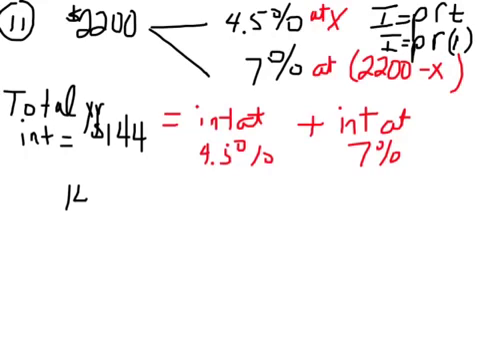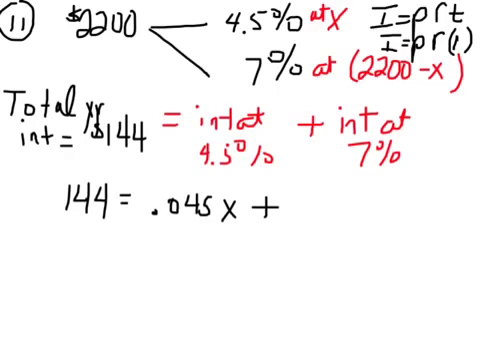So if $144 is what we earned, well, what did we earn off of 4.5%? Well, we remember we're going to change a percent to a decimal. We will bump the decimal place over to the left two places. This would be 0.045, and we said we invested X at 4.5%. Okay, so that's the amount of interest we'd make off the 4.5% investment.